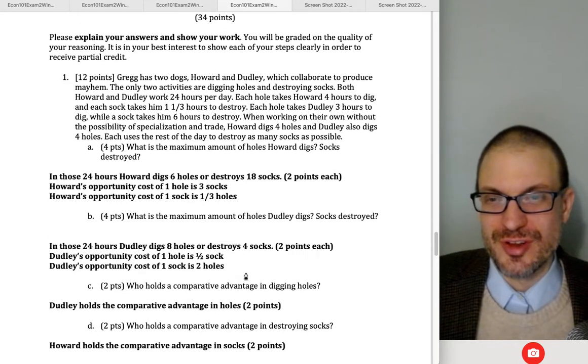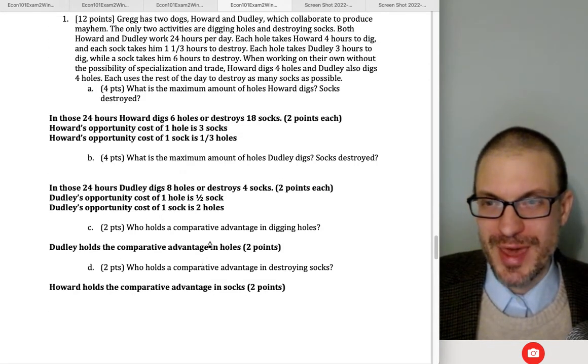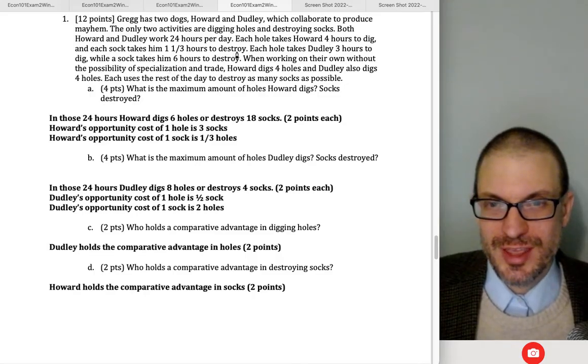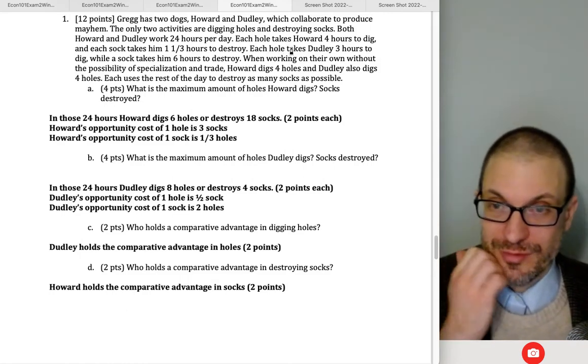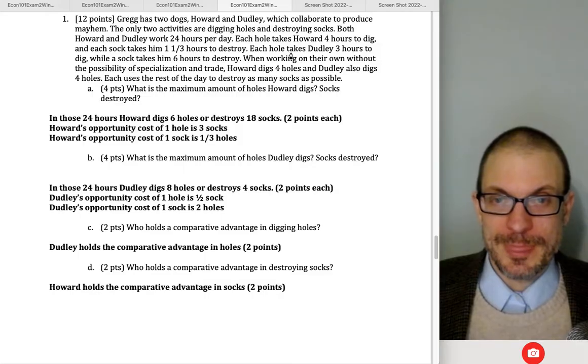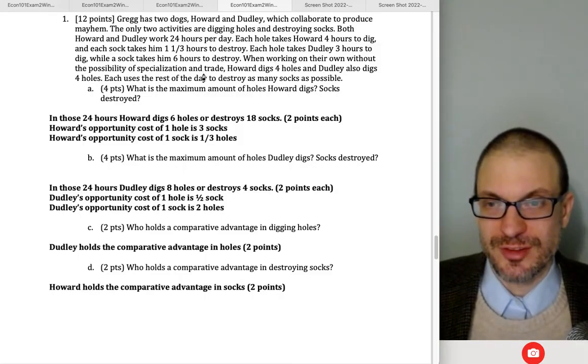All right, so Greg has two dogs. Howard and Dudley collaborate to produce mayhem. The only two activities are digging and destroying socks. Howard and Dudley work 24 hours a day. Each hole takes Howard 4 hours to dig. Each sock takes 1.5 hours to destroy. Each hole takes Dudley 3 hours to dig. Each sock takes 6 hours to destroy.